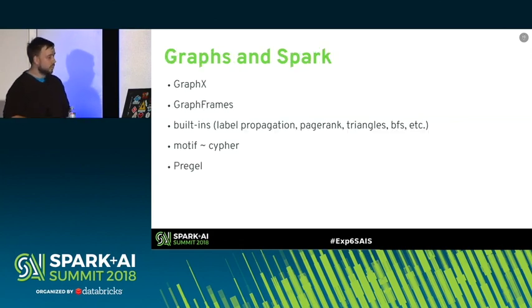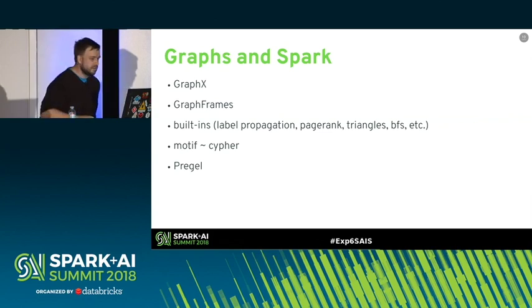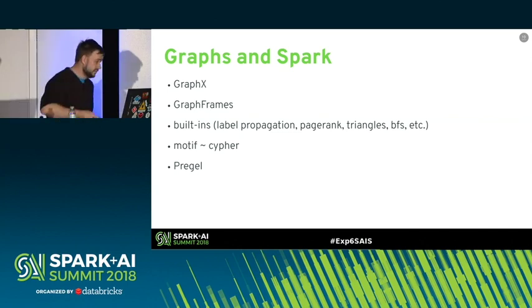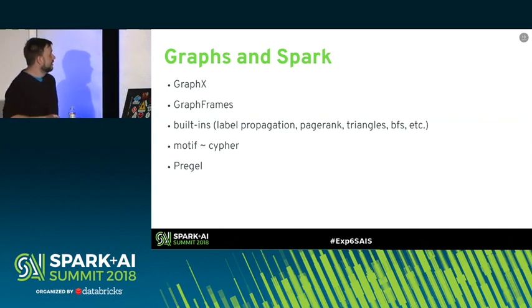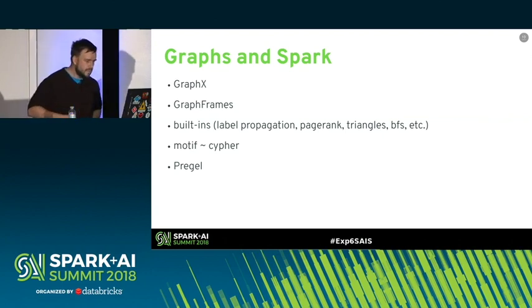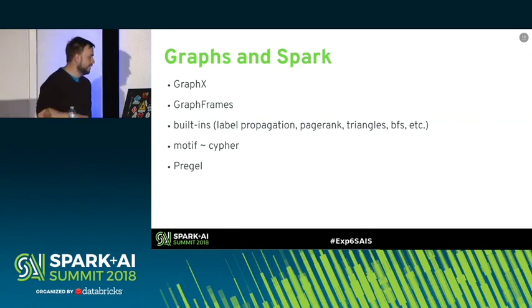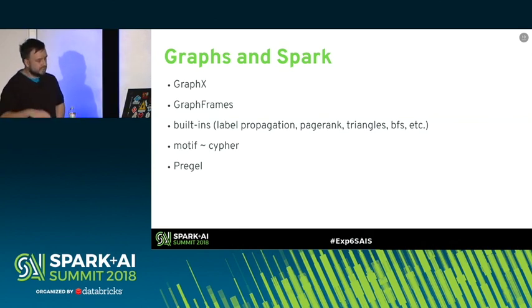So how can we work with graphs in Spark? There is something called GraphX, which is part of Spark core, I think. And it uses RDDs, and it's kind of lower level than GraphFrames, which is based on data frames. There are a lot of built-in functions, such as label propagation. You can run PageRank, but you can also implement your own using something called Pregel. And it's kind of a declarative API where you specify how each node should communicate with neighbors.